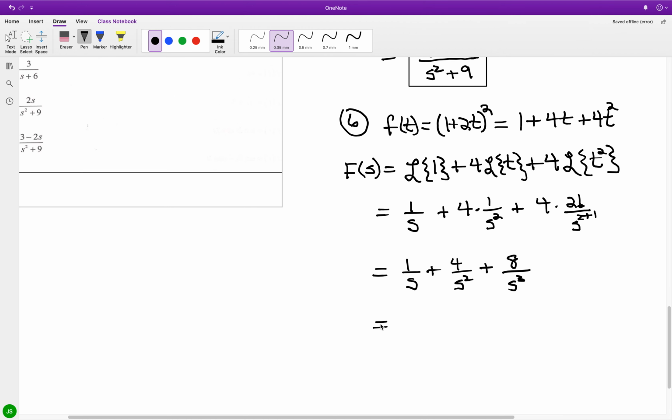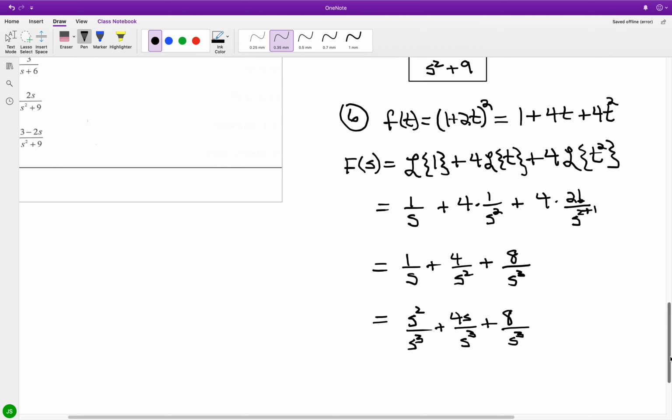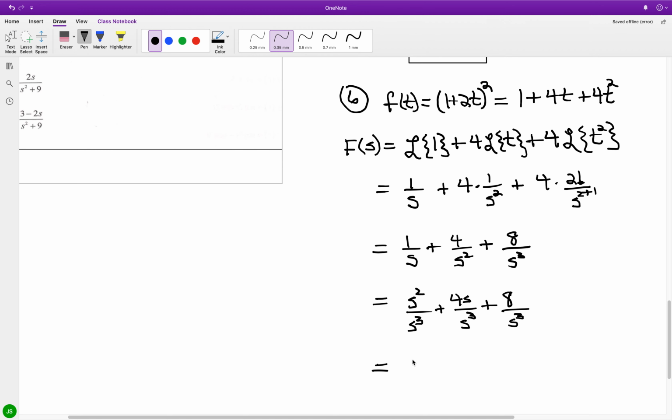And putting it in terms of the least common denominator, which is s cubed, I have s squared over s cubed plus 4s over s cubed plus 8 over s cubed. And if I consolidate, we're going to end up at s squared plus 4s plus 8 all over s to the third.